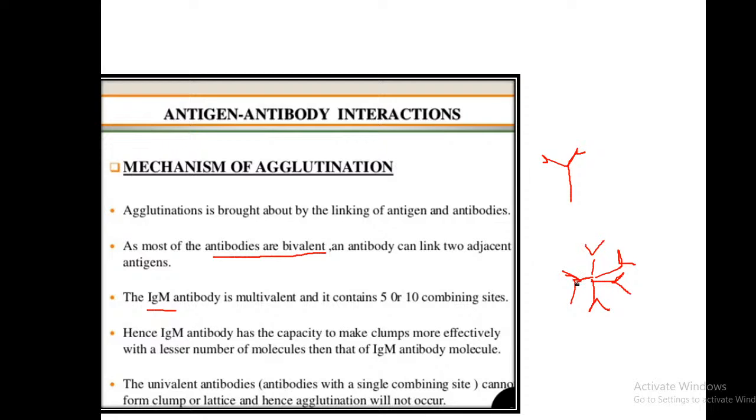പക്ഷേ look here, this is multivalent. 1, 2, 3, 4, 5, 6, 7, 8, 9, 10 antigen binding sites. That is known as multivalent. So IgM is multivalent, but all of the other antibodies are bivalent. That means it can link with 2 antigens only. IgM ആണ് agglutination അല്ലെങ്കിൽ clumping the active. The IgM has the capacity to make clumps with a lesser number of molecules.